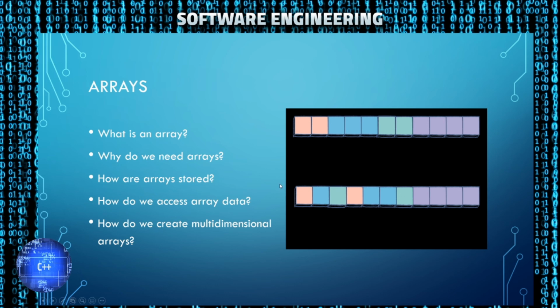If it was not contiguous, it might look something like this, where everything's just mushed all around. You can see that the 2 peach elements are separated, the blue elements are separated, and the green. The purple ones just happen to be together here, but that would not necessarily be the case.